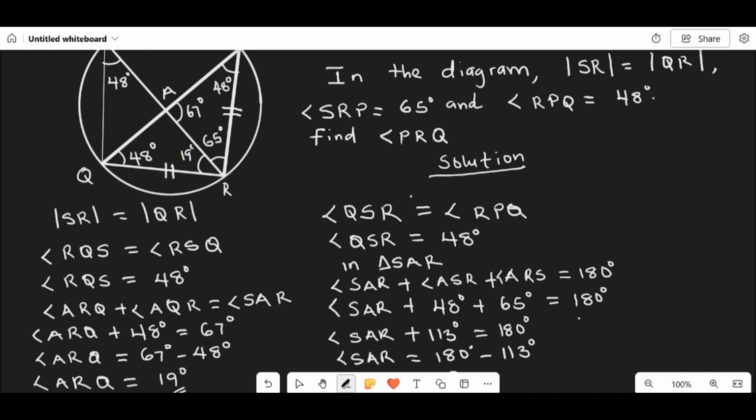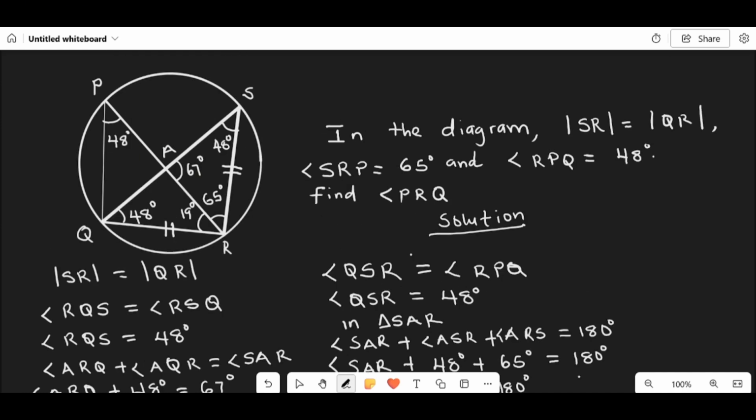From the diagram, you will agree with me that our angle PRQ is the same thing as our angle ARQ. So we can say angle PRQ is equal to angle ARQ. Angle PRQ is equal to 19 degrees.